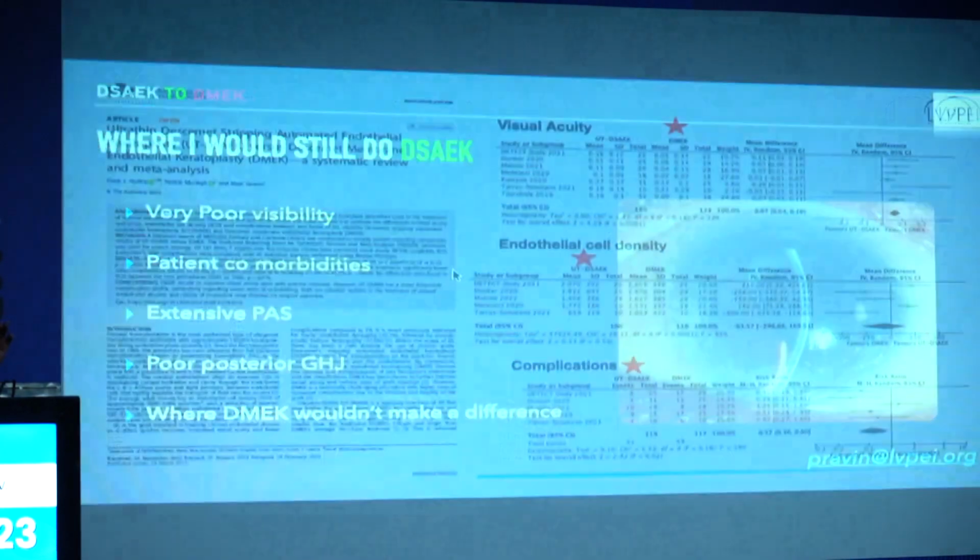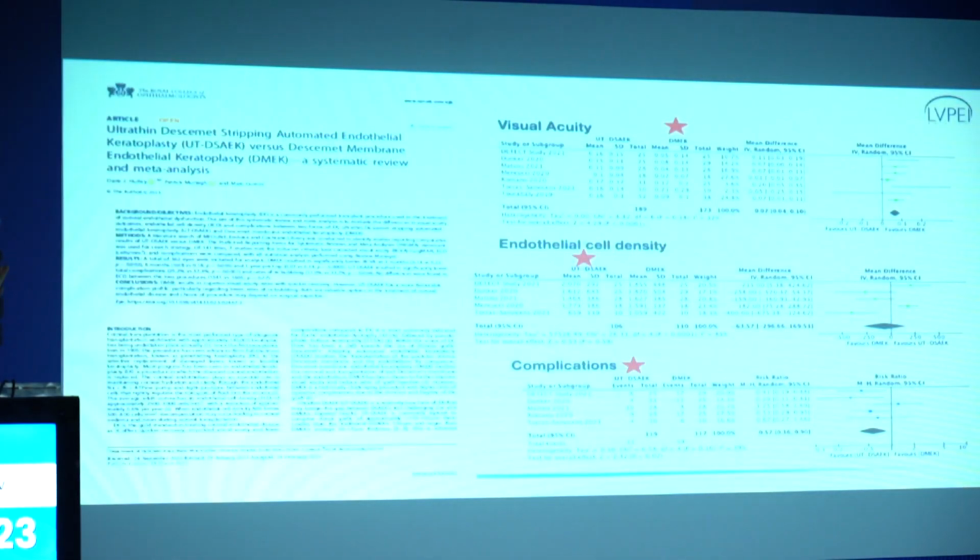But also, what is interesting is when you look at the meta-analysis comparing DSEC versus DMEC, DMEC scores over DSEC in every study when it comes to visual acuity. But when it comes to endothelial cell density, especially long-term endothelial cell density, DSEC is still better than DMEC. So the potential longevity of a graft is better with DSEC as compared to DMEC. Similarly, rebubbling rates also are lesser with DSEC as compared to DMEC.